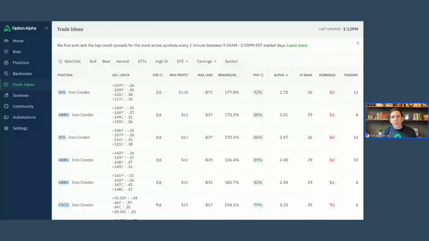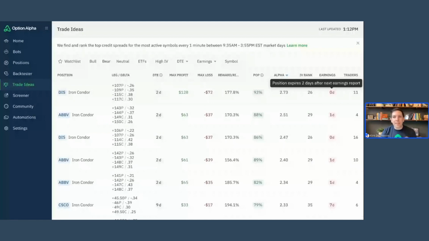IV rank's pretty intuitive. Earnings are really important. So when you hover over earnings, this is a really cool one. And we do some cool things visually here that I think help out, which is that we turn anything that has an expiration after earnings are announced into red in this column.